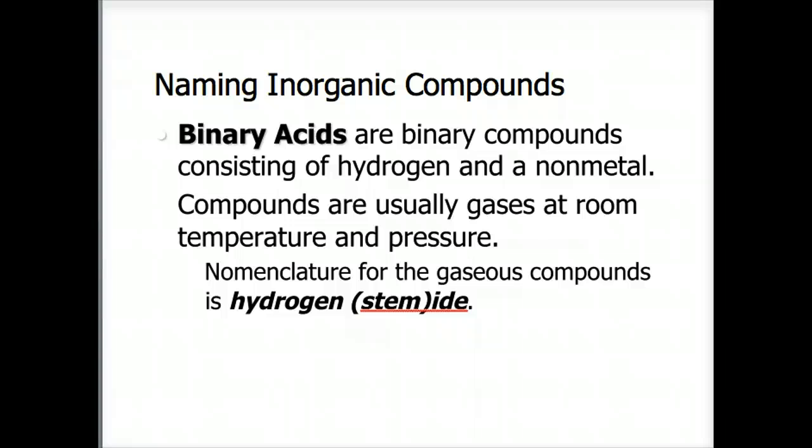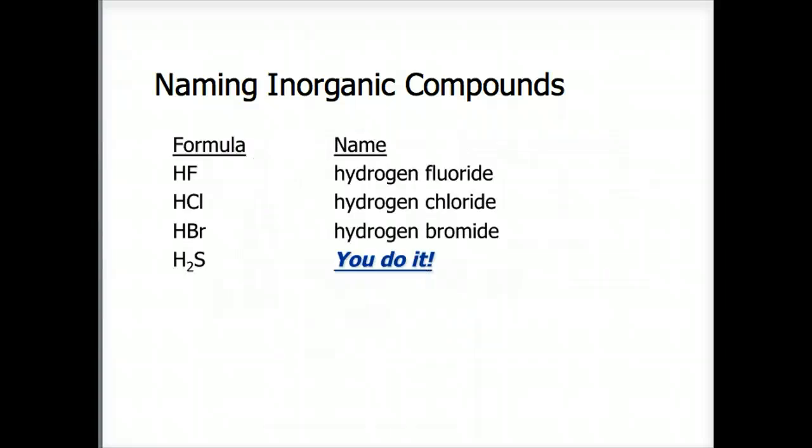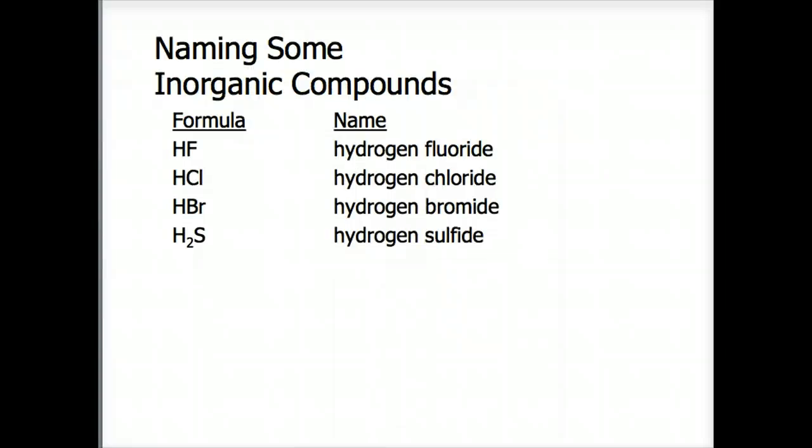A few more things to talk about as far as naming. We can name binary acids. These always have hydrogen and a non-metal. They are compounds that are gases at room temperature. And they are always hydrogen, the stem, and the IDE ending. So for example, HF is hydrogen fluoride. HCl is hydrogen chloride. HBr, hydrogen bromide. What about H2S? Yes, that is hydrogen sulfide.